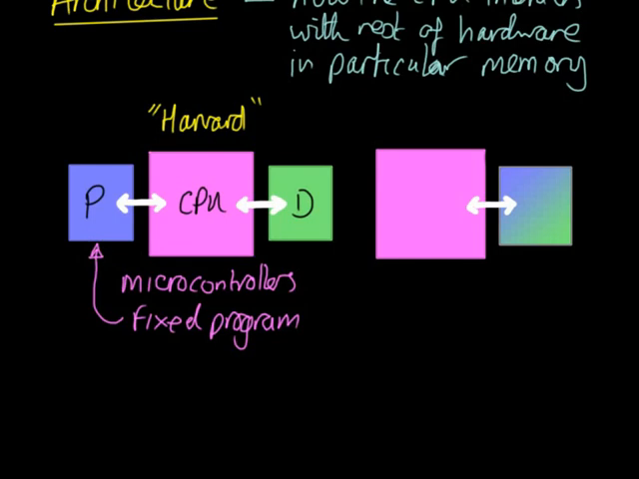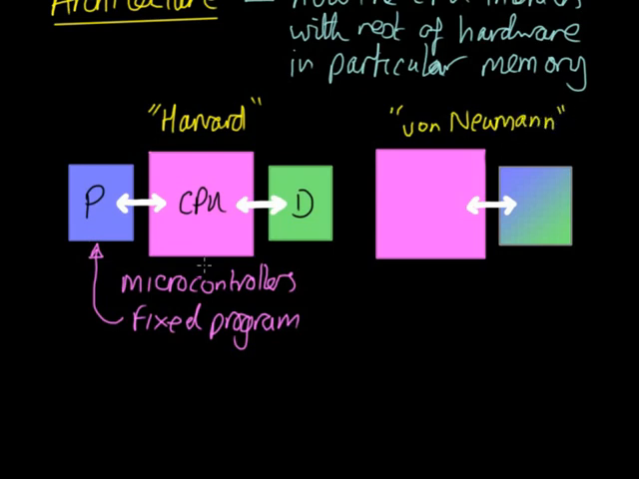On the right hand side, we've got a slightly different architecture. This is called a von Neumann architecture. Lowercase v on von Neumann. Be careful. Von Neumann. I think I might have got away with it.